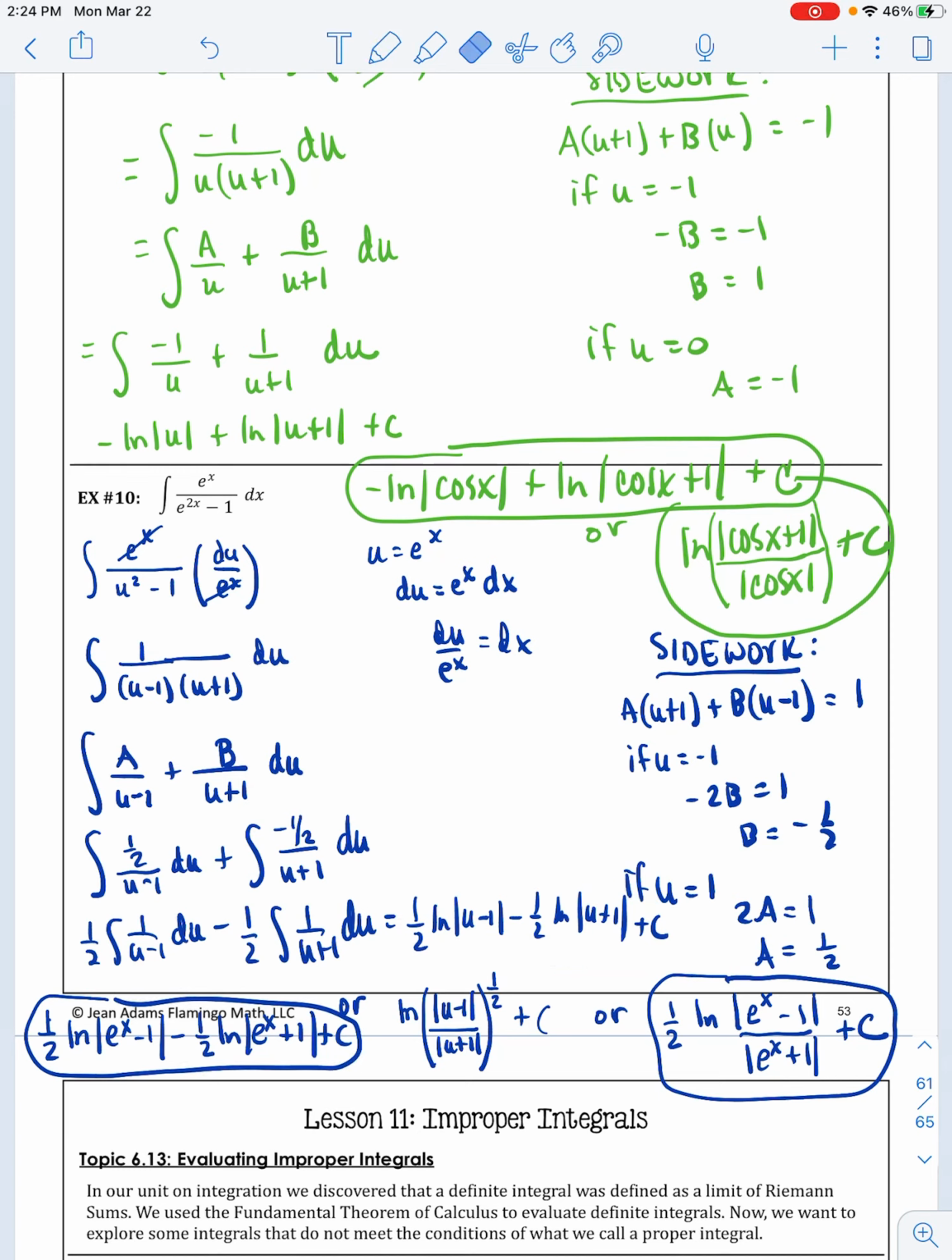So that's what this one should have been. So I took that thing off of there. And this one will go to here so that you can see that we put that back on. And these u's need to be e to the x's. e to the x minus 1 over e to the x plus 1, okay? So these are all the different ways that you could write that answer. And any of those would work.